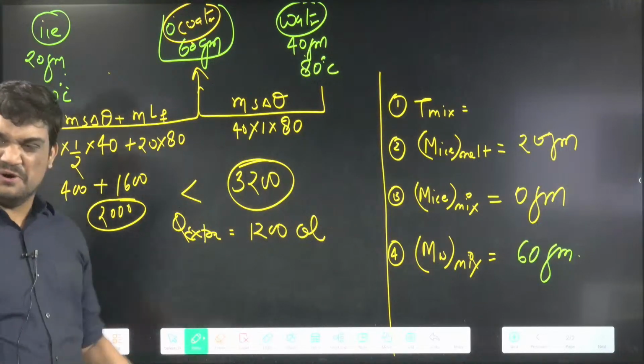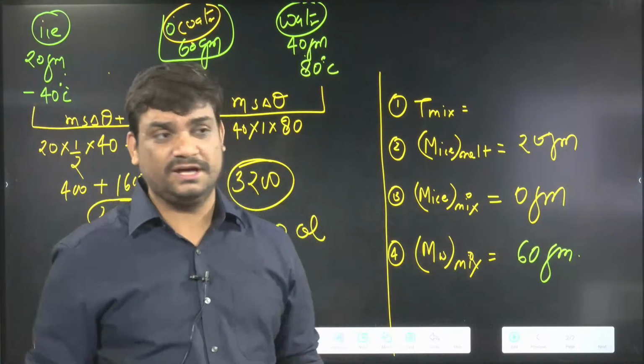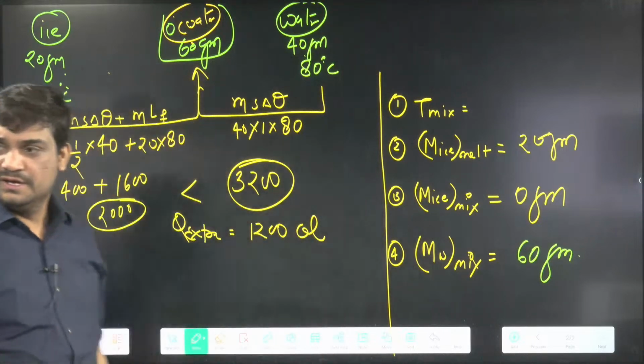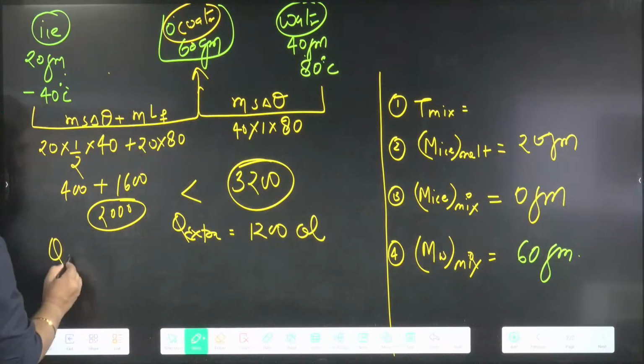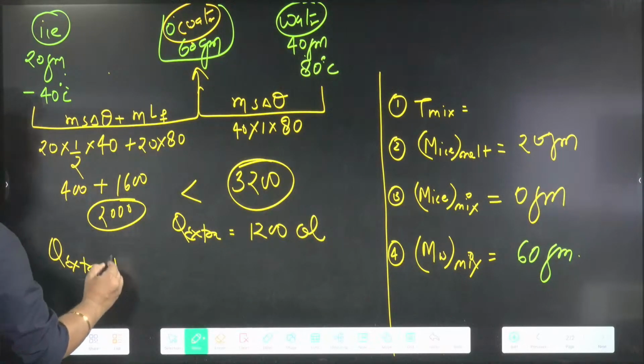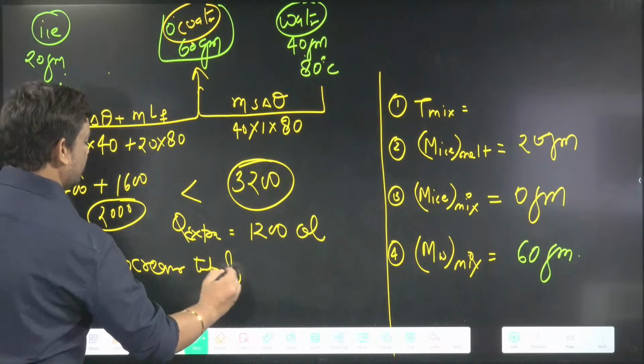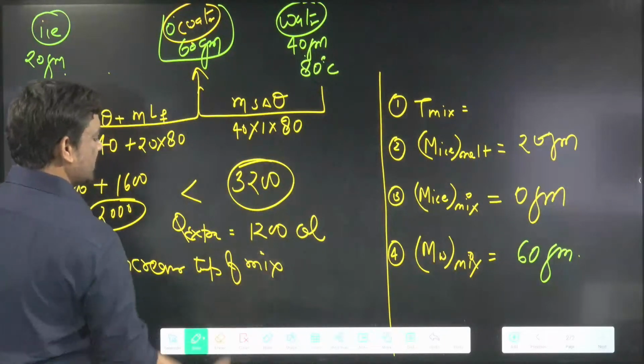And you know, wherever you have excess energy, temperature is going to increase. Okay, mixture is going to be hot. So now we can say this Q extra increases the temperature of the mixture.